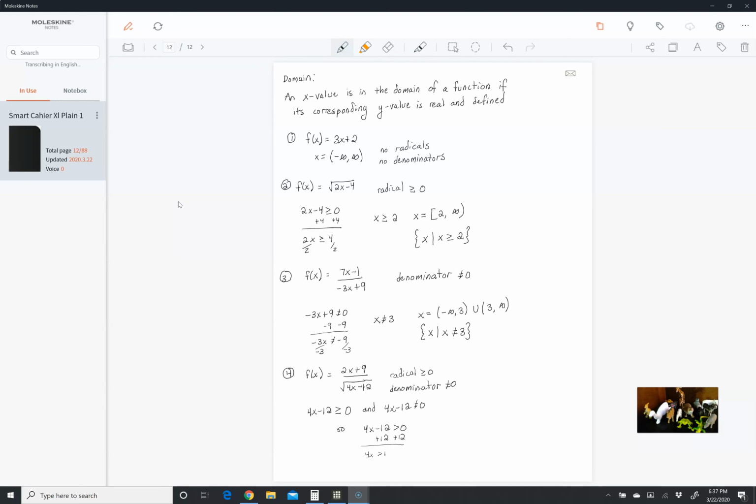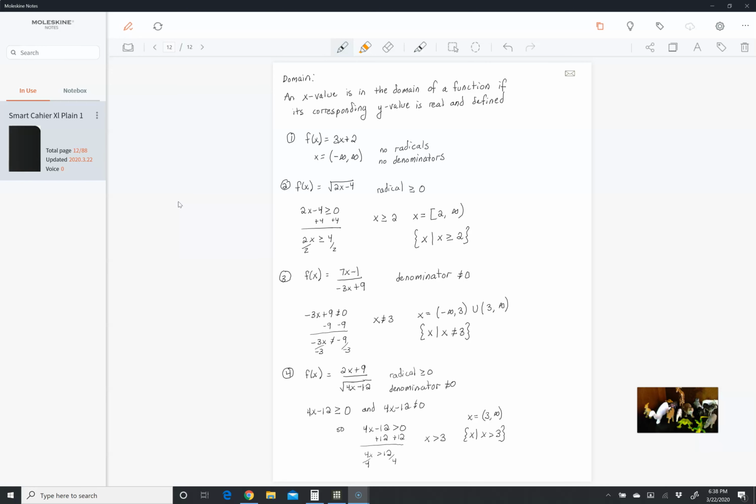4x is greater than 12. Divide both sides by 4. We have x is greater than 3. And notice there's no equal sign, so in interval notation, we would have a parenthesis, 3 to infinity. And in standard notation, it would be x such that x is greater than 3.